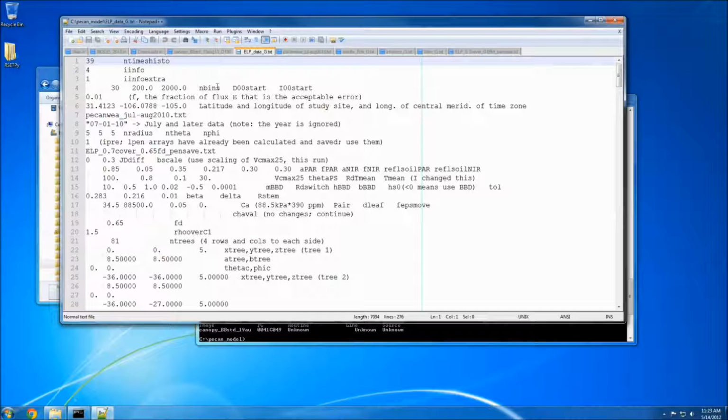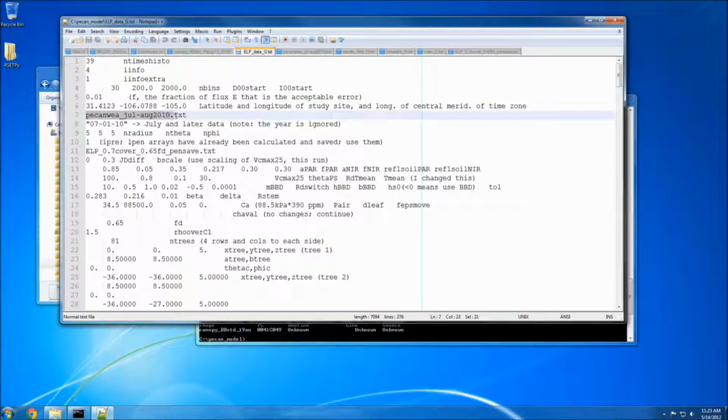There are some control settings up here, but let me jump to a few things down here. Line 6, we have the longitude, latitude, and the central meridian of the time zone. That's needed to get the proper calculation of solar angles.